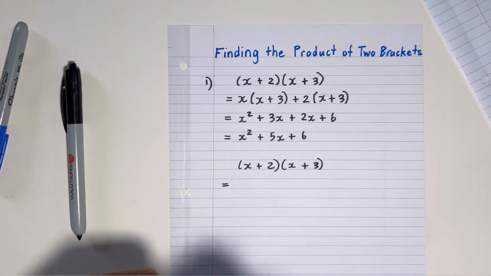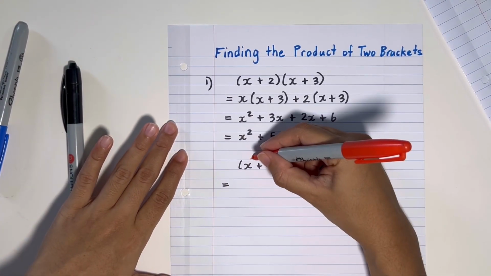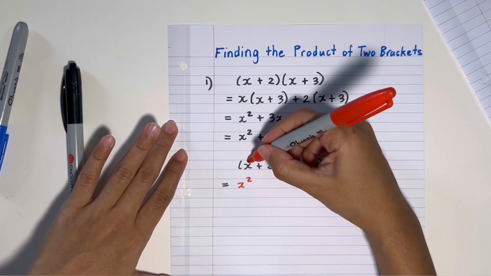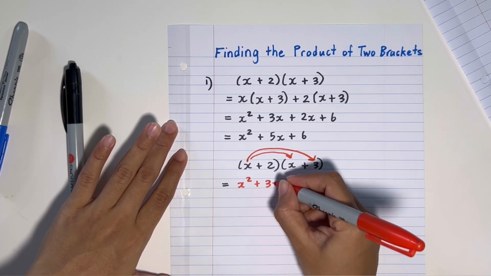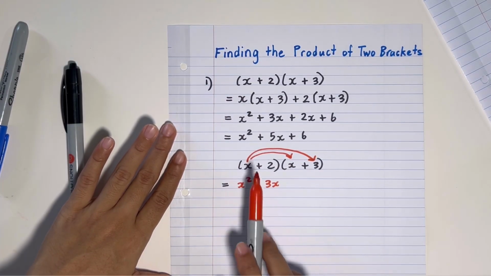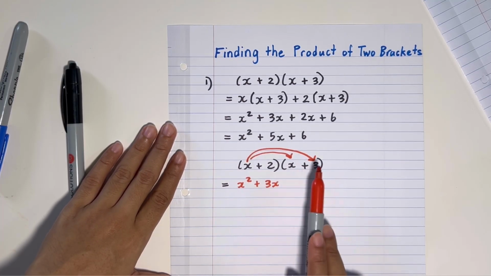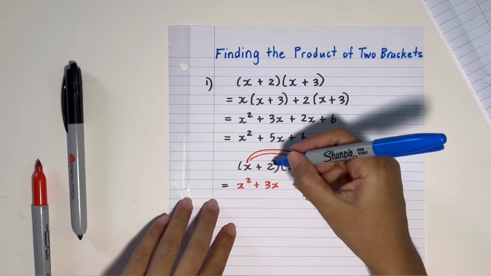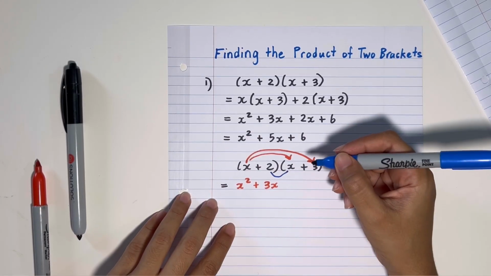Now, in the first method, what you do is you say x times x, which will give me x squared. And then you say x times 3, which will give me 3x. So it's the same thing in that you're multiplying the first term in the first bracket by each term in the second bracket. And then you take the second term in the first bracket, which is 2, and you multiply that by x, the first term in the second bracket.